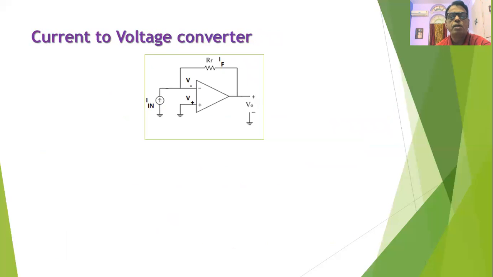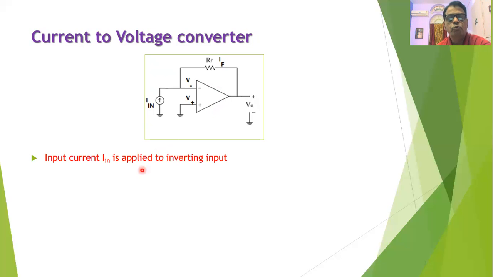By using operational amplifier, we can easily build the circuit of current to voltage converter. As shown in this diagram, the input current is applied to the inverting input terminal of the operational amplifier. The non-inverting terminal of the operational amplifier is grounded. A feedback resistance RF is connected between the inverting input and output. So this is the simplest form of the circuit which can be used as a current to voltage converter.